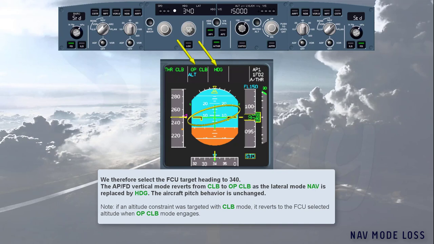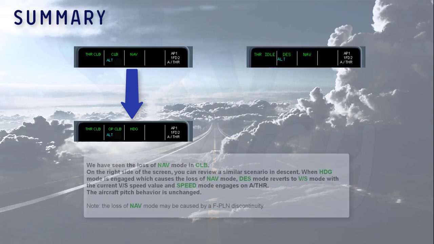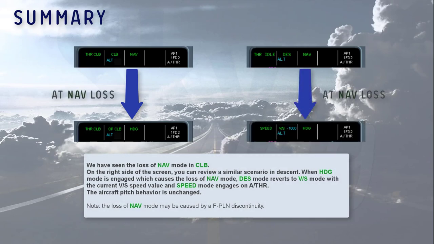Note, if an altitude constraint was targeted with climb mode, it reverts to the FCU selected altitude when open climb mode engages. We have seen the loss of navigation mode in climb. On the right side of the screen, you can review a similar scenario in descent. When heading mode is engaged, which causes the loss of navigation mode, descent mode reverts to vertical speed mode, with the current vertical speed value, and speed mode engages on autothrust. The aircraft pitch behavior is unchanged. Note, the loss of navigation mode may be caused by a flight plan discontinuity.